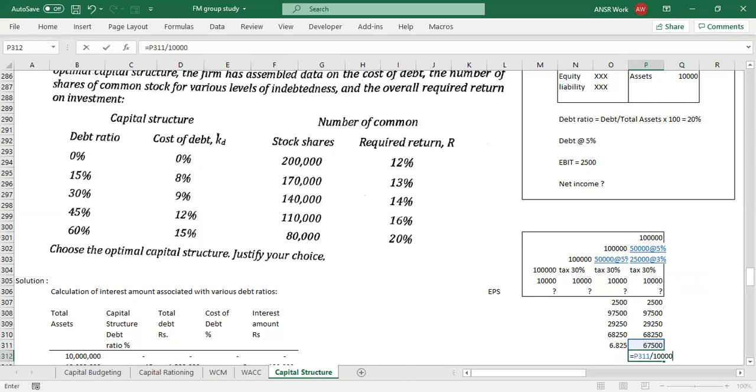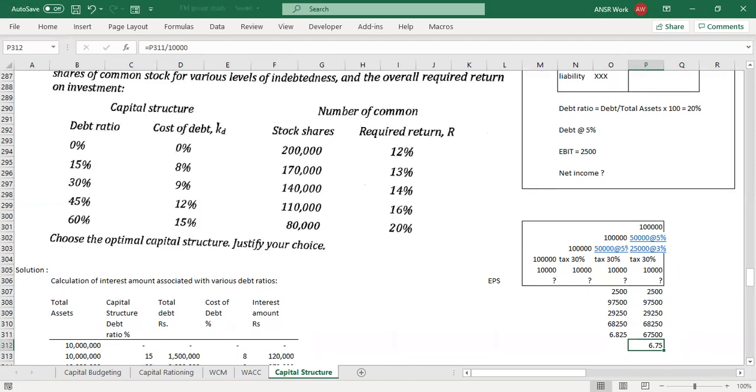$5.75 is incorrect. Oh, 6.75. I made a mistake. Yes, 6.75 is the correct answer.